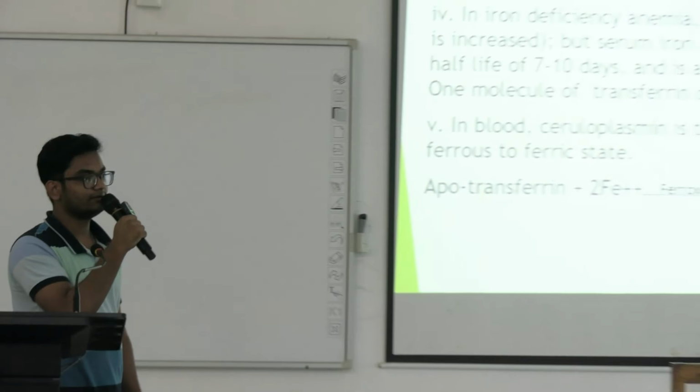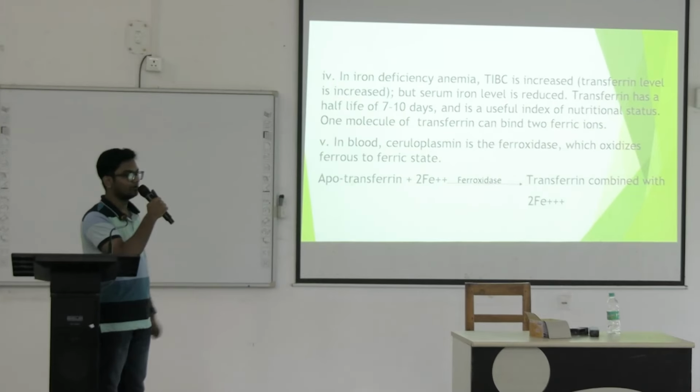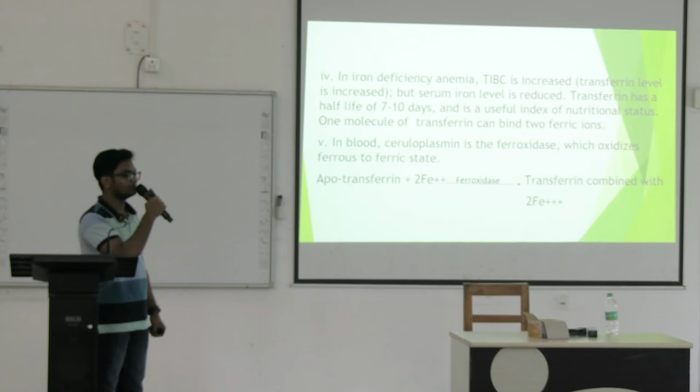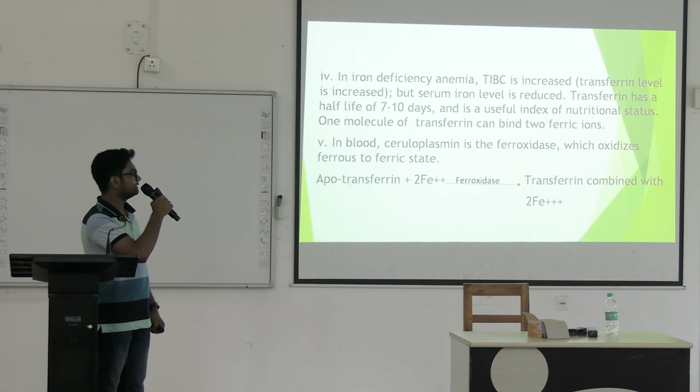In case of iron deficiency anemia, the total iron binding capacity is also increased, and the transferrin level also increases, but the serum iron level is reduced. Transferrin has a half-life of 7 to 10 days and is a useful index for nutritional status, and one molecule of transferrin can bind 2 ferric atoms.